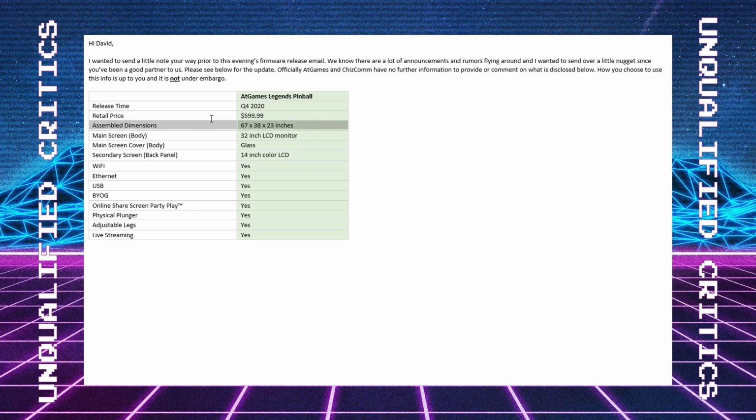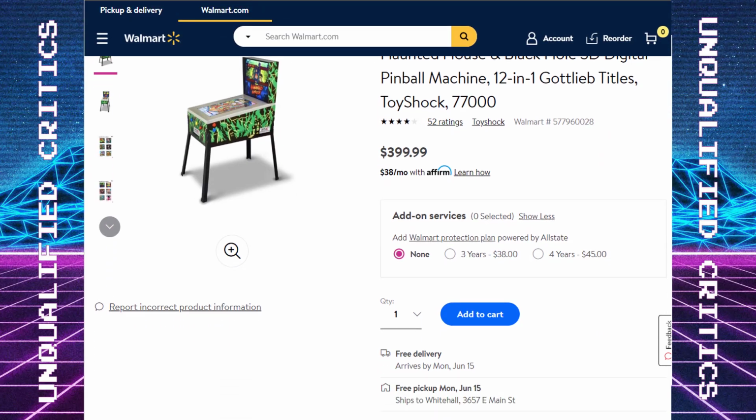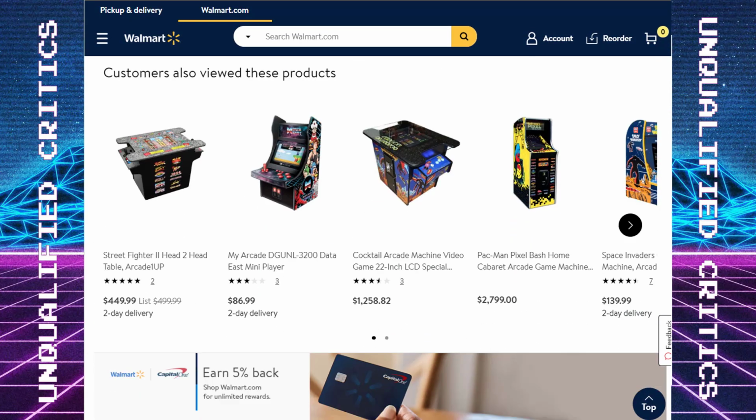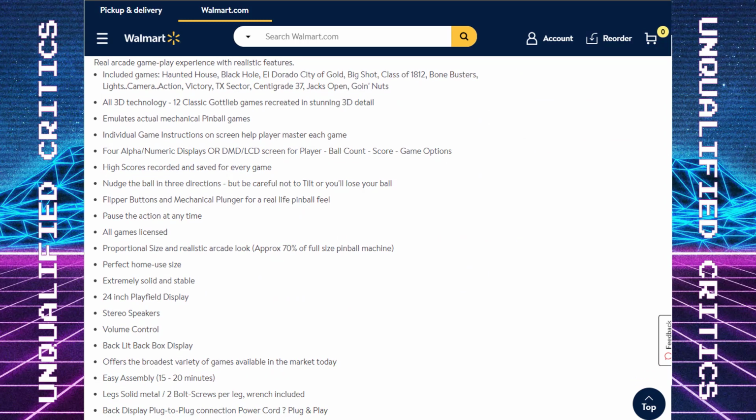Let's look at dimensions. I wish I could compare this to Arcade 1UP, but unfortunately, nobody knows the exact size of it. Some people have seen it in person, but I don't think anyone's actually measured it. So how this compares to the Arcade 1UP, I couldn't tell you, but we can compare it to the Toy Shock. The Toy Shock, and you can see on screen, this is, by the way, length by width by height. The Toy Shock is 51 by 30 by 17. That's considerably smaller. I would say that's about 80% of the size of this, 67 by 38 by 23.